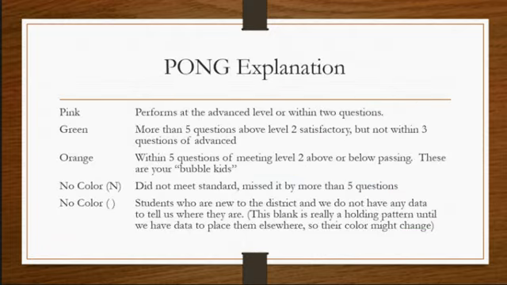The pink students perform at the advanced level or within 2 questions. Students with green are more than 5 questions above level 2 satisfactory, but not within 3 questions of advanced. Orange students are within 5 questions of meeting level 2, above or below passing. These are your basically bubble kids. And there are 2 different no color kids. The ones that actually have an N mean that they did not meet standard, so they missed it by more than 5 questions. But the students who are blank, they are new to the district or to our campus, and we don't have data on them yet to tell us where they are. So the blank is really just a holding pattern until we have a place to place them. Their color could potentially change.